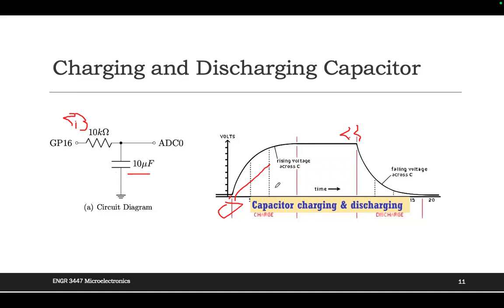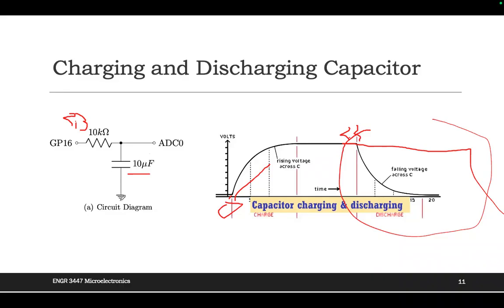And then, if you always set GP16 to 3.3, like a 1, what will happen? It will not discharge, am I right? It will not have this process, and the voltage is always this one until you discharge it. That makes sense to you? So, any questions so far?